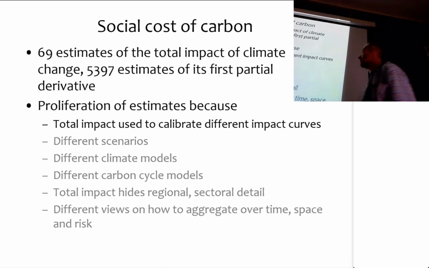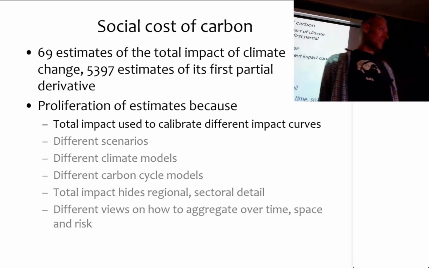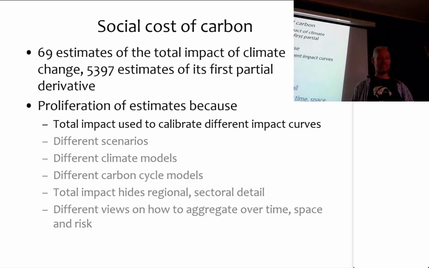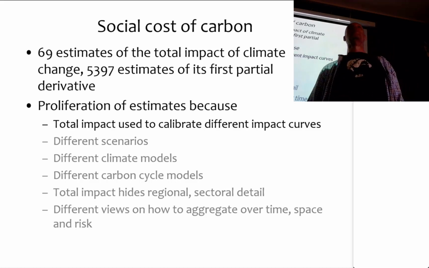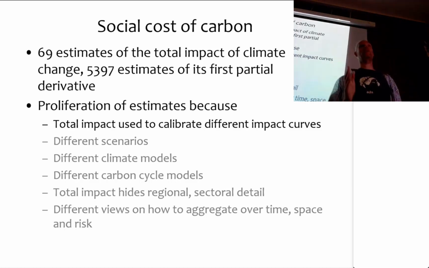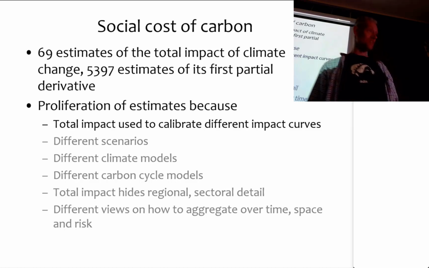It's called the social cost of carbon for historical reasons. I said there were 62 estimates of the total impact of climate change, not 69. I believed it last week, but I don't believe it anymore. 62 estimates of the total impact of climate change, because it's such an important number. On the 31st of December 2021, 5,397 estimates of the social cost of carbon had been published. Right? Which is a lot of estimates.